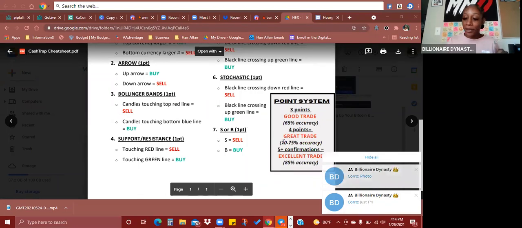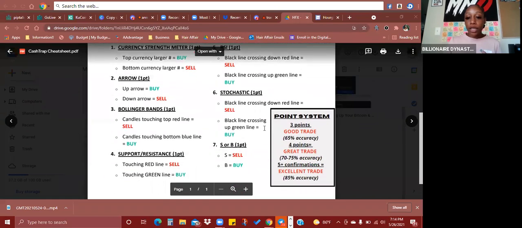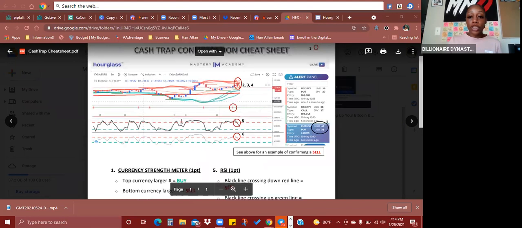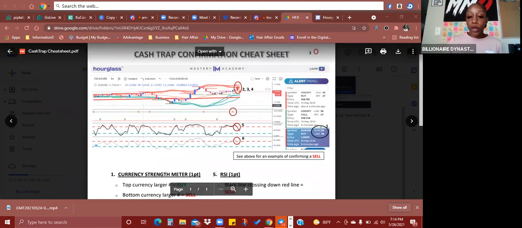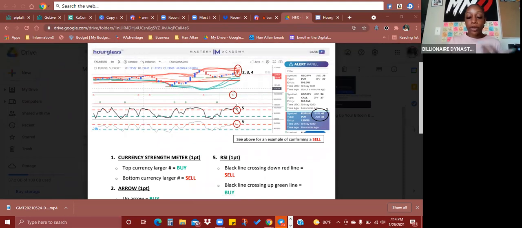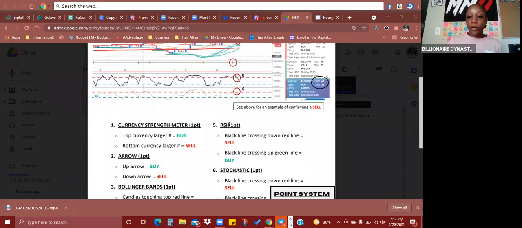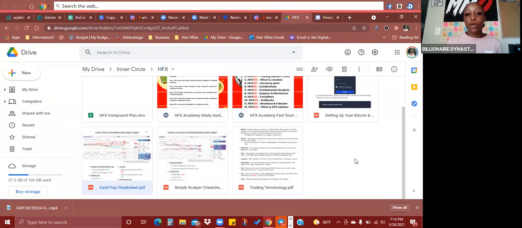You know your girl had to hook this up for y'all, okay? So this is gonna go over all 7 confirmations, and it's also gonna go over the point system so you can know how many of these confirmations you need to have an accurate trade. And then I also inserted a screenshot and numbered which confirmation goes with which. So number 1 goes with this, numbers 2, 3, and 4 are in this area, 5, 6, and I forgot to put 7, but you guys get the point. So you can always use this as a guide if you ever forget. And again, you access that through Discord.